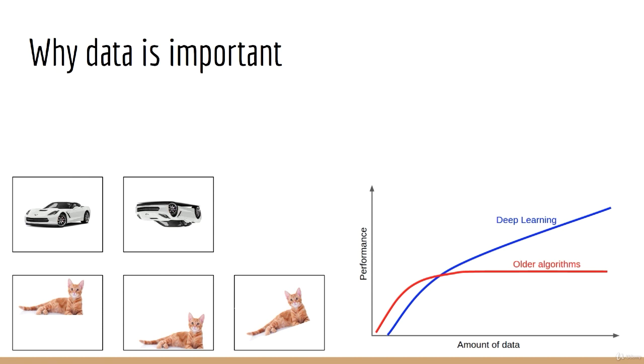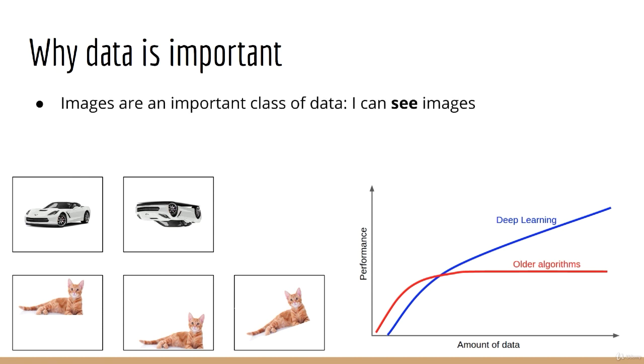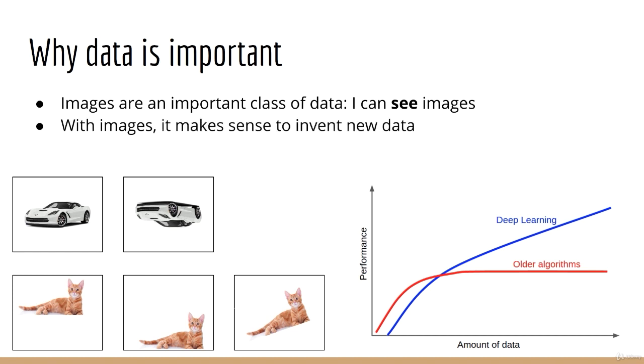However, images are an important class of data. We can see them. We know that both these images are cats. I know that if I rotate this cat a little bit, it's still a cat. I know that if I flip a car upside down or left to right, it's still a car. Although you should probably be worried if you encounter an upside down car. In other words, what I'm trying to say is, with images, it is okay to invent new data.